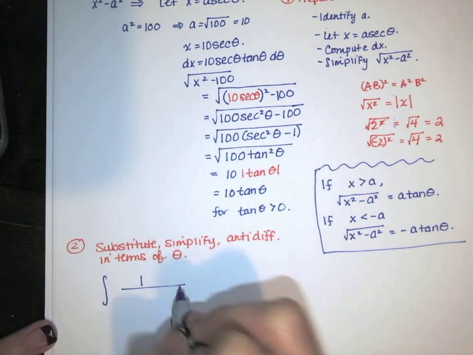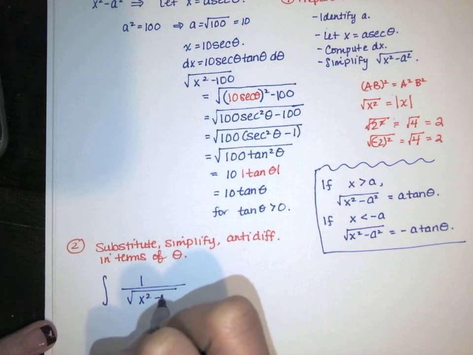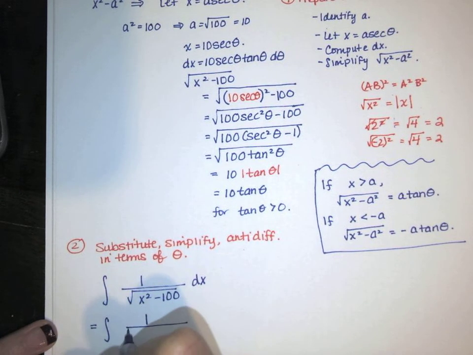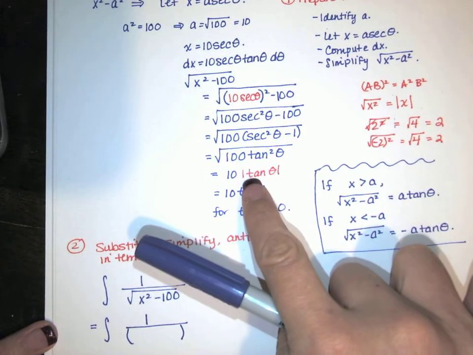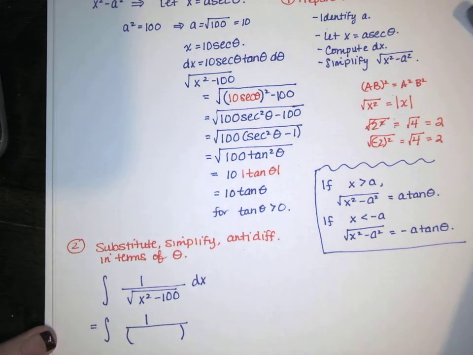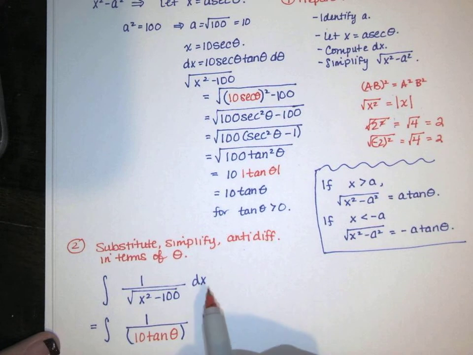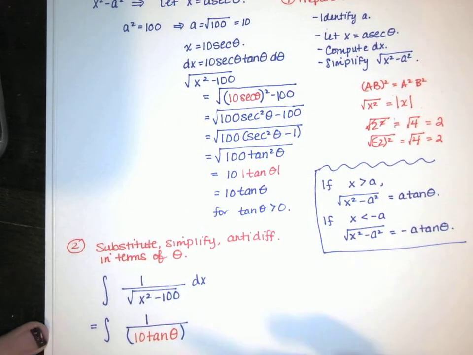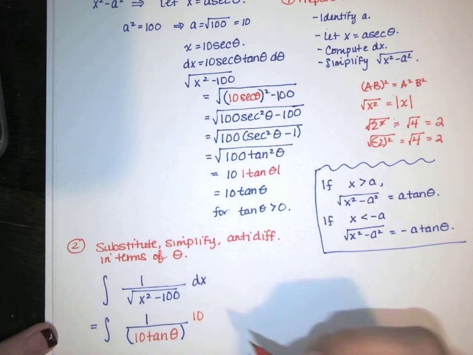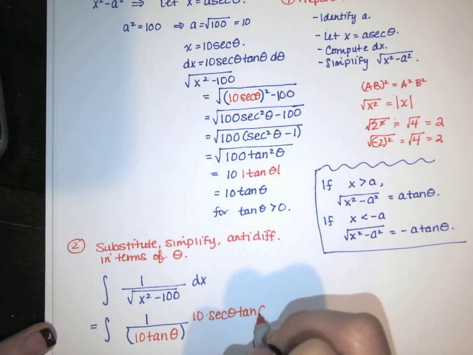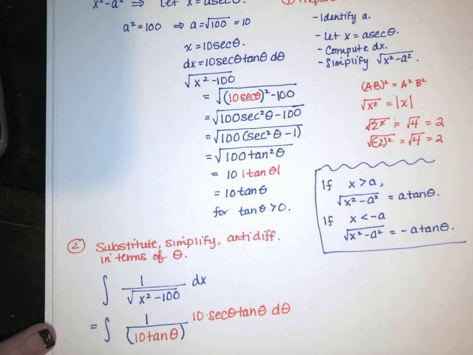So I had 1 over this square root, and just dx. That square root, we just did all of that work. That square root is equal to 10 tangent of theta whenever tangent's positive. And dx, well, that's 5 secant theta tangent of theta. All right, why did I say 5? Did I say 5? I think I did. 10 secant theta tangent theta d theta. So that goes right there. Replaced my dx, I've replaced my square root.